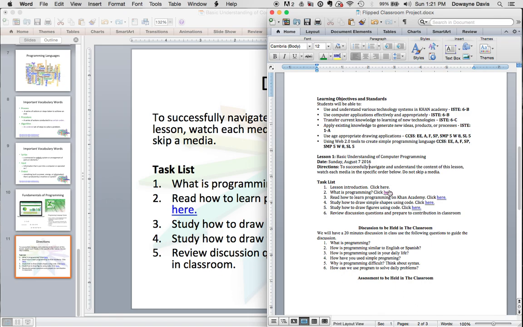You'll first click on "What is computer programming." You'll then read "How to learn programming" in Khan Academy. Then you will study how to draw simple shapes using programming language in Khan, and then you will study how to draw figures using code. Then you will review the discussion questions that we will use as a guide when we all meet in the classroom. So you will have this handout. You will all watch this video as task number 1, and then follow the tasks in sequential order.